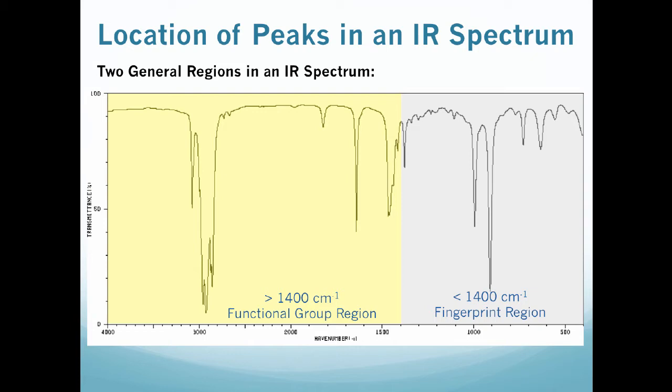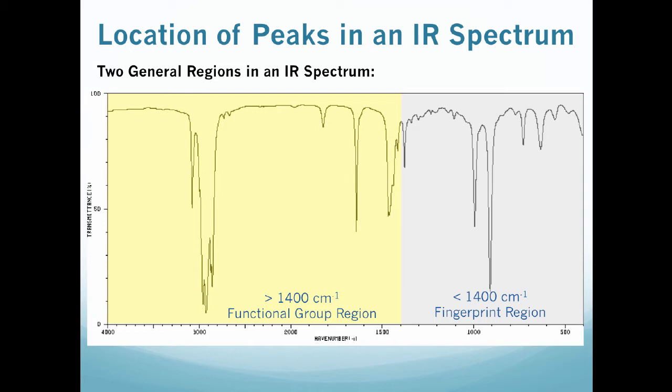So an IR spectrum can be divided really into two regions, and the region that separates the two is right around 1400 wave numbers. To the left of 1400 wave numbers, so greater than 1400 wave numbers, that is our functional group region. And that's the region we're going to spend the most time looking at. To the right, which is less than 1400 wave numbers, that's called the fingerprint region.